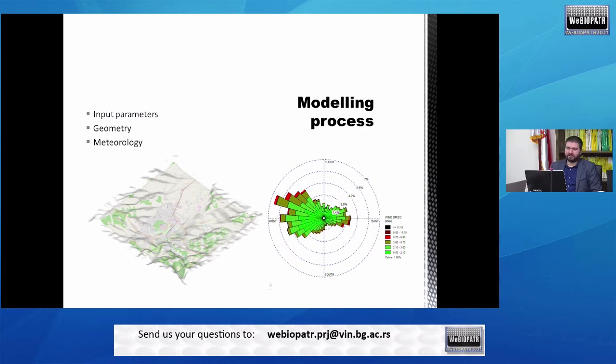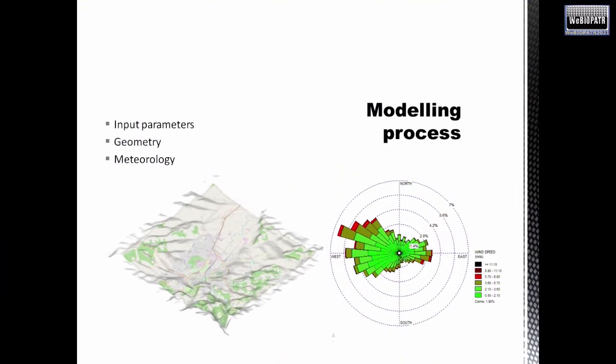I know this isn't a meteorology conference, but here you can see the wind roses of the city of Valjevo. We can see that we have strong winds coming from the west, which does seem to fit nicely with the topology of the city, which you can see in the picture here.